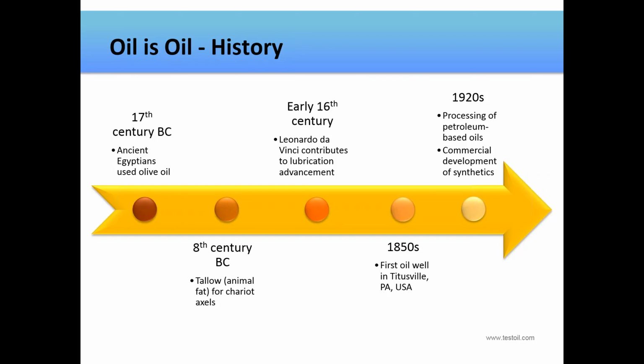And then in the 1920s, we have our first solvent refining method that was invented. And while the first synthetic hydrocarbon lubricant, or what we may know of as a polyalpha olefin, was developed in 1877, synthetics were really commercially developed in the 20s.